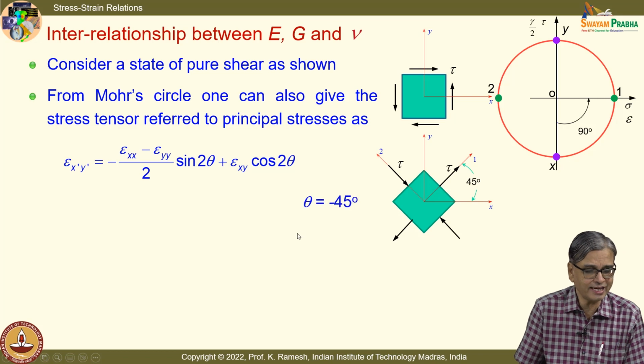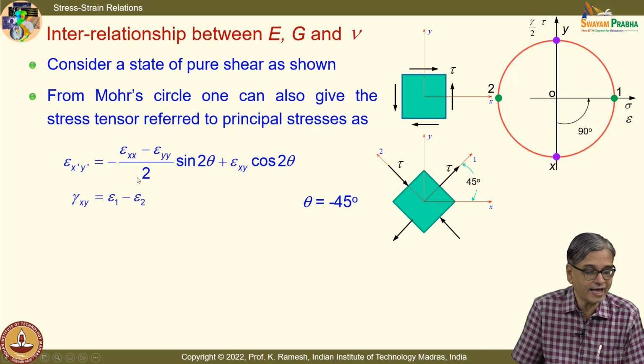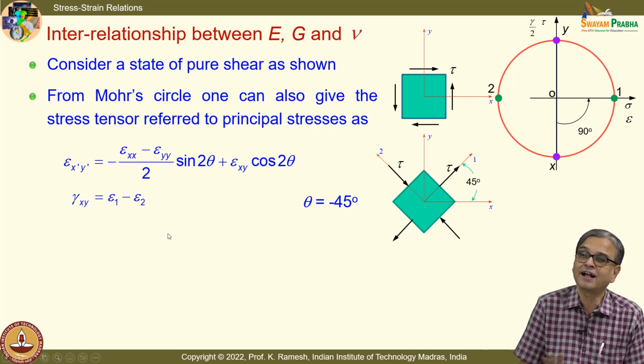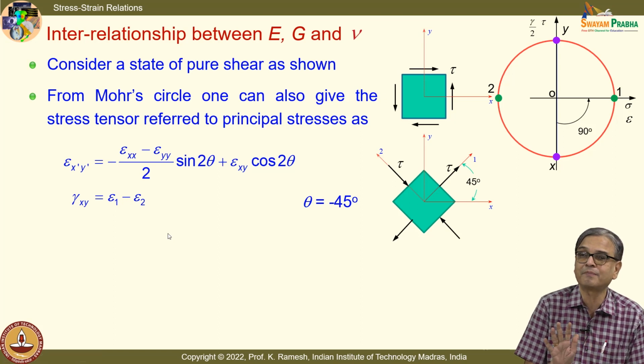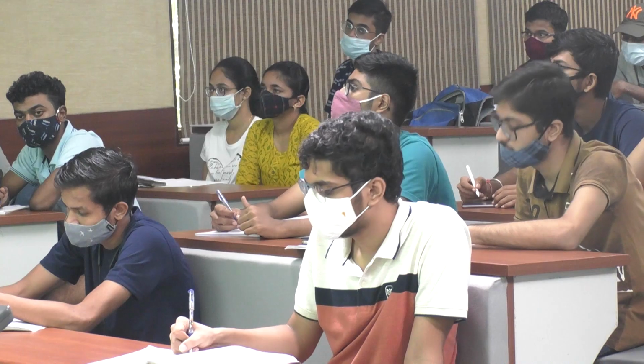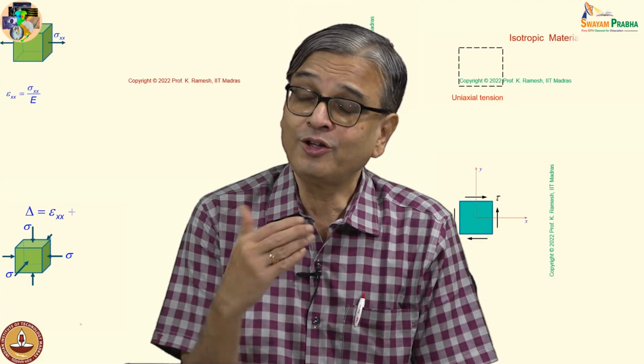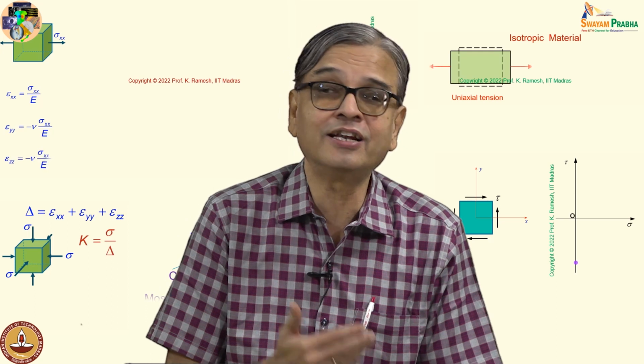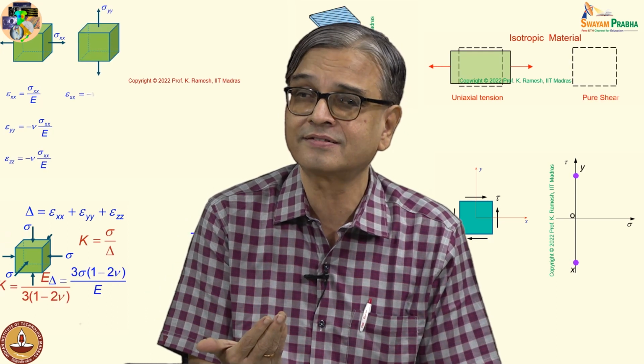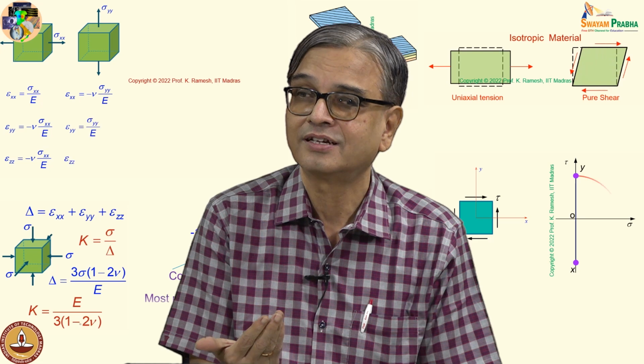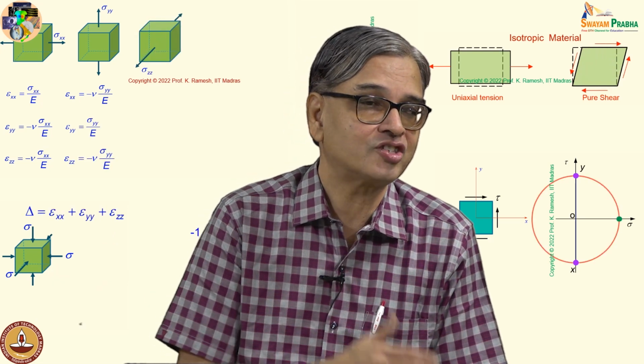Okay. Same thing you can get from multiple ways. I can substitute theta equal to minus 45 because I am going from the principal direction to x direction. So, I rotate in the clockwise direction. Clockwise is given as minus sign. I can write from there, or I can directly write from Mohr circle gamma xy equal to epsilon 1 minus epsilon 2. Is the idea clear? Can you write what is epsilon 1 and epsilon 2 in terms of the normal stresses? Can you do that? Because we have just now seen the strain stress relation.